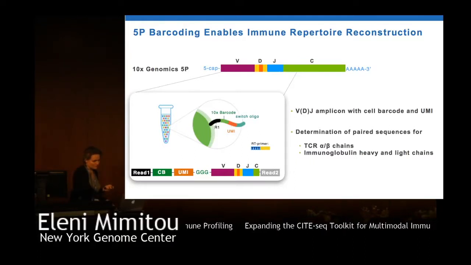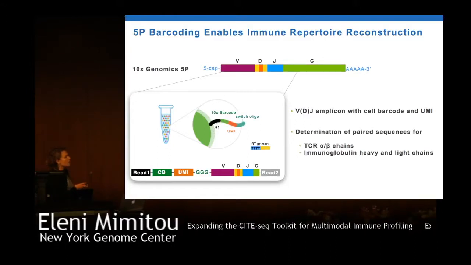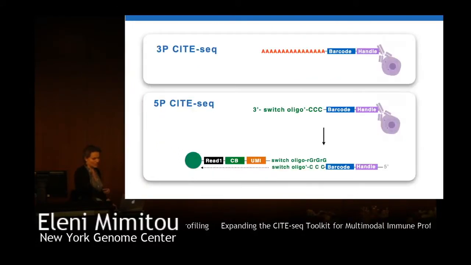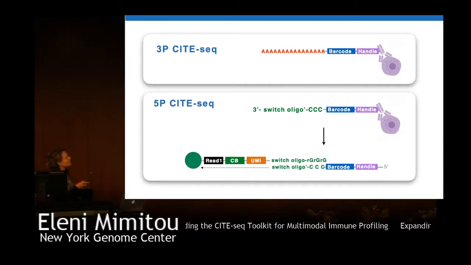So we wanted to combine that with CITE-seq, and overall we thought that the opportunity of using this solution is much more customizable, because a soluble RT primer can open up many other opportunities. To make it compatible with CITE-seq, we just modified the oligo that is bound on the antibody. Instead of a poly-A tail, it has the sequence complementary to the switch oligo that is hanging off the beads.